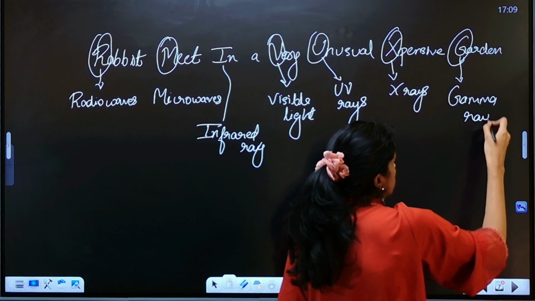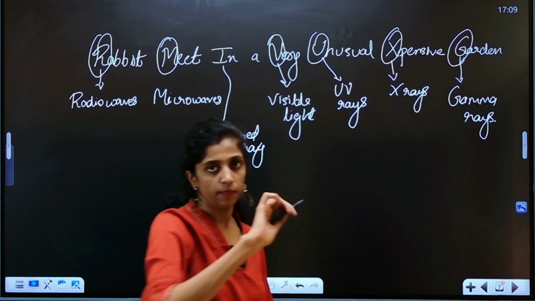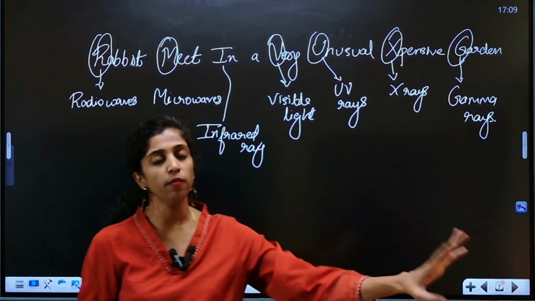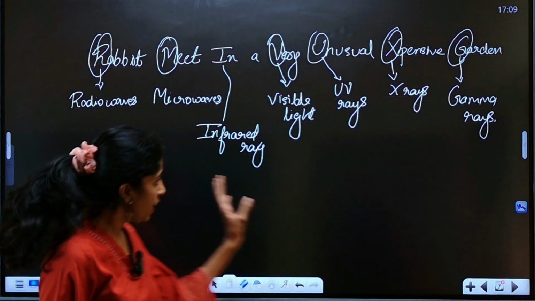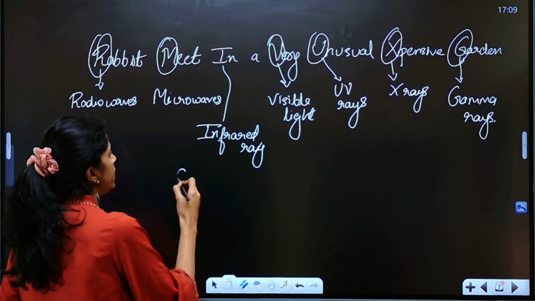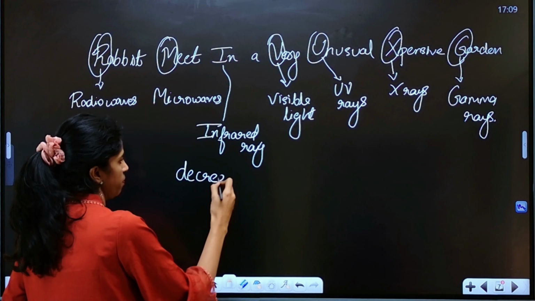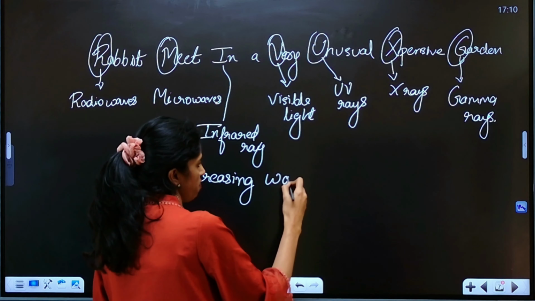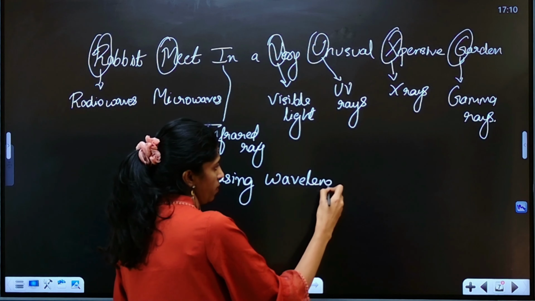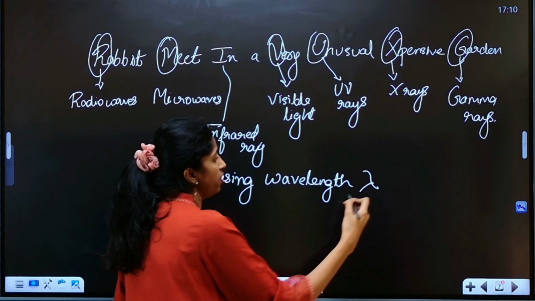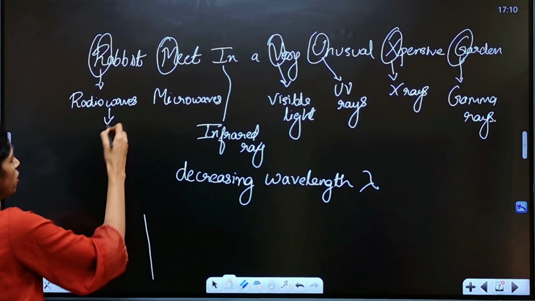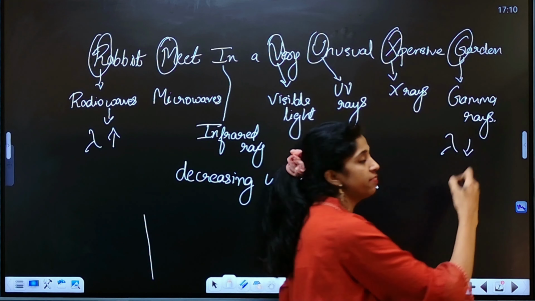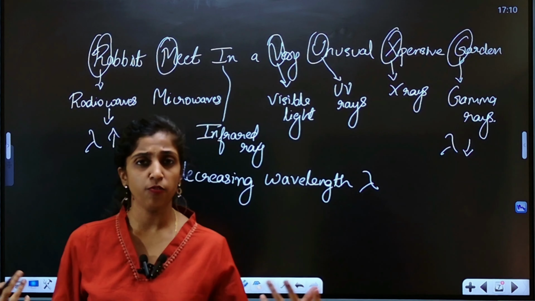Okay, so you should know the order. Of course you will remember the 7 electromagnetic waves, but it should be written in one particular order. I have written this order in terms of decreasing wavelength. Why decreasing wavelength? Because the radio wave has got the maximum wavelength, whereas the gamma rays have got the least wavelength.